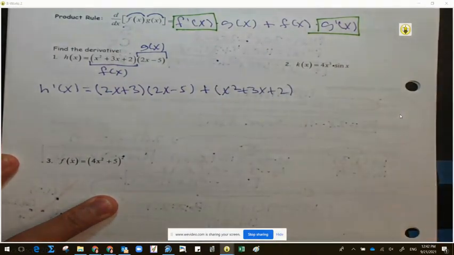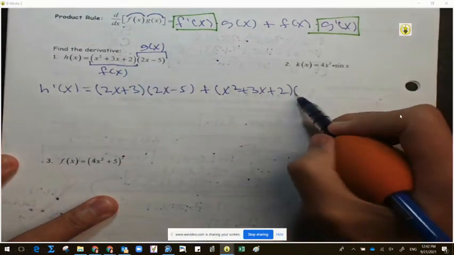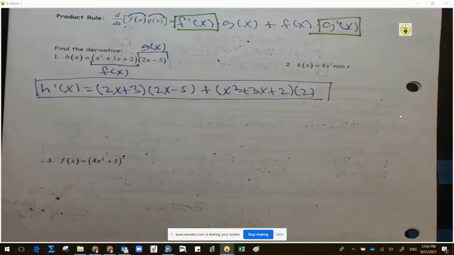And simply derive the second function g of x. What is the derivative of g of x here? 2. And literally this is it. That's our product rule. You don't need to distribute and combine like terms, none of that. All right?